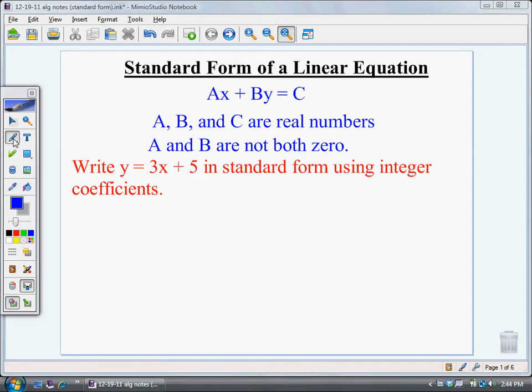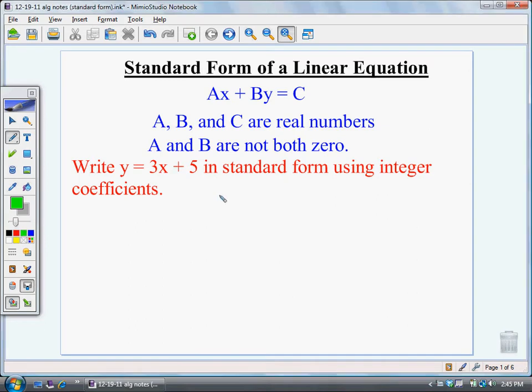Okay, what we're doing here basically is taking an equation that's in slope-intercept form, y equals 3x plus 5, and we're going to rearrange it so that it's in standard form. The difference between slope-intercept and standard: slope-intercept is solved for y. So on one side you have the y term, and the constant and x term are on the other. In standard form, both the x and y term are on one side with the constant on the other.